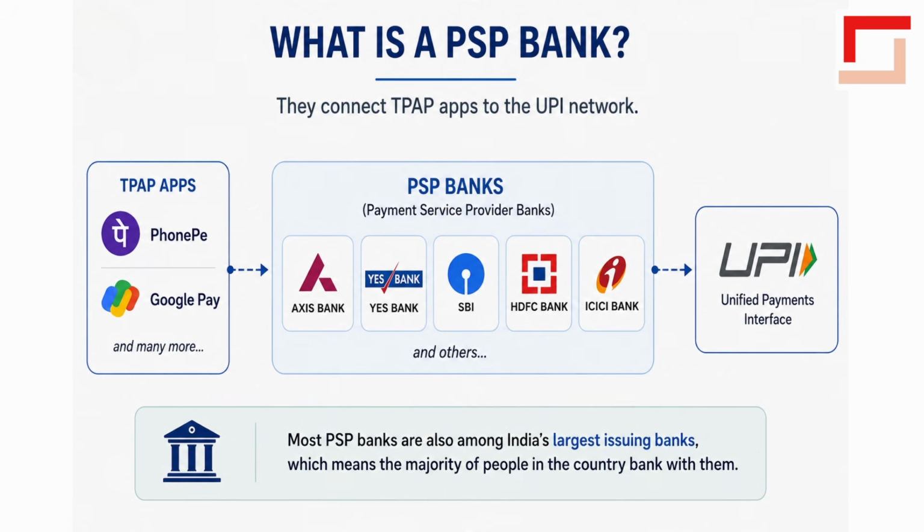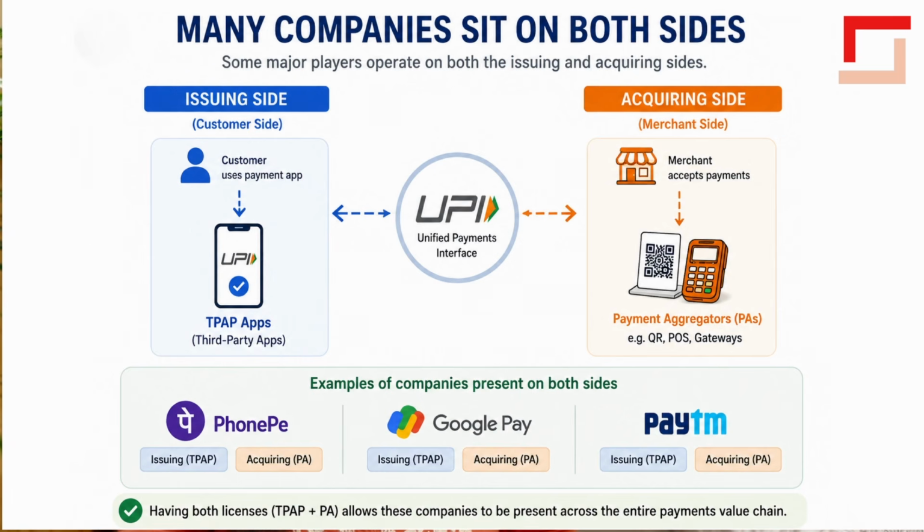Then there are PSPs, which is Payment Service Provider Bank, the banking partner of TPAPs. Such as, PhonePe and Google Pay work with banks like Axis Bank, Yes Bank, State Bank of India, HDFC Bank, ICICI Bank. The point is that the major PSP banks are also the top issuing banks in the country, which means the majority of people in the country bank with them. In addition, most TPAPs also have their own PA license, which is the payment and acquiring side of the payment ecosystem.